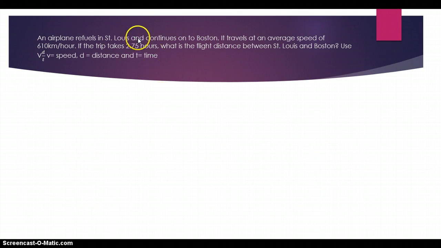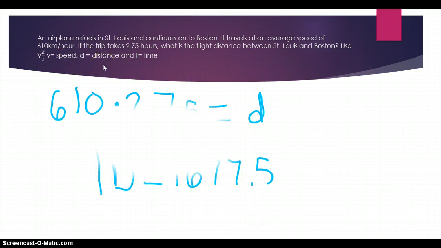An airplane refuels at St. Louis and continues on to Boston. It travels at an average speed of 610 kilometers per hour. If the trip takes 2.75 hours, what is the flight distance between St. Louis and Boston? Use V equals D over T. V equals speed, D equals distance, and T equals time.